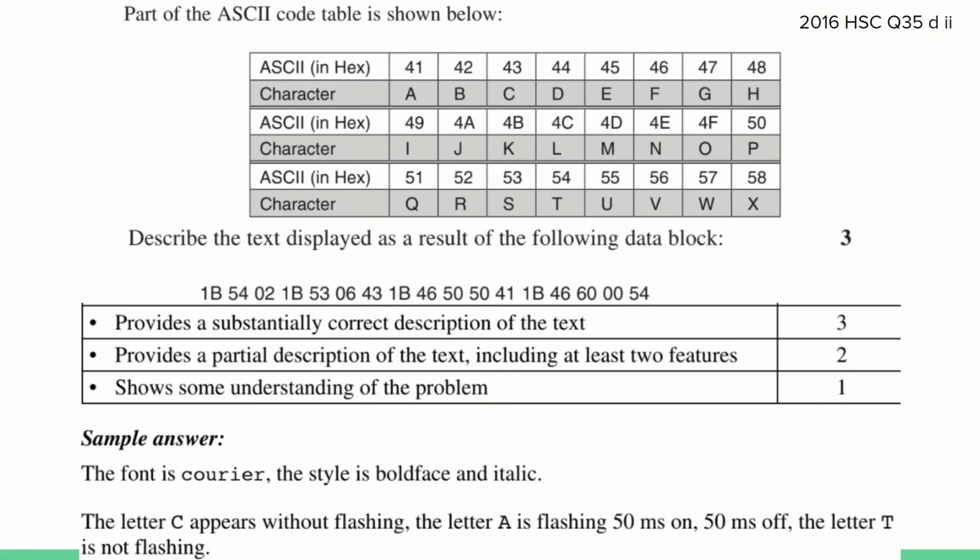You have to pick up on that, yes, it's uppercase letters, that it is in Courier font, it is in bold and italic, but then we get those extra bits on A and T, and that's telling us that it's flashing or not flashing.